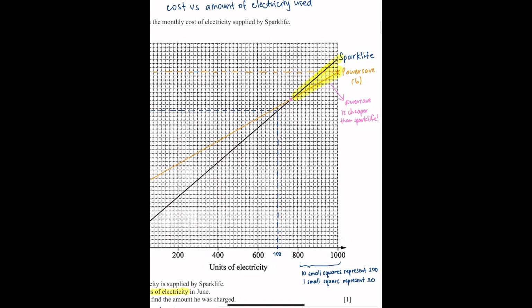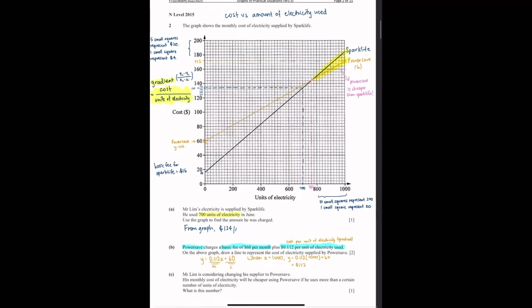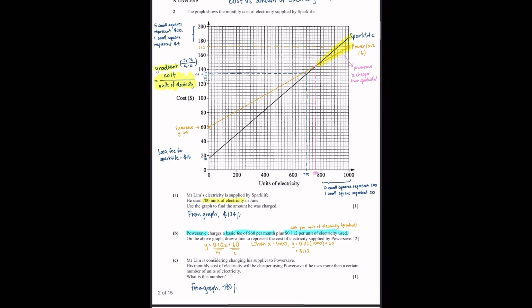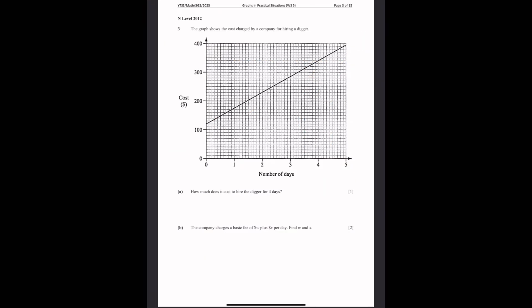So let's look at this intersection point and find the corresponding x value using dotted lines down. You'll notice it is 780 units of electricity. So for part C, the answer is, from the graph, 780. So this is how you do the entire question 2. Now let's look at question 3.